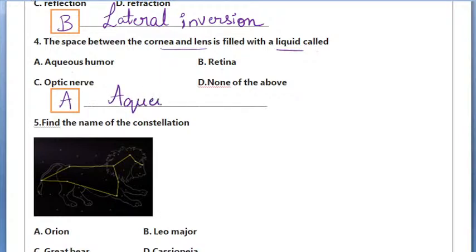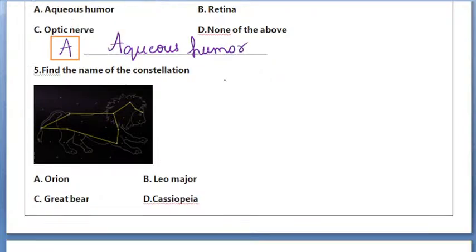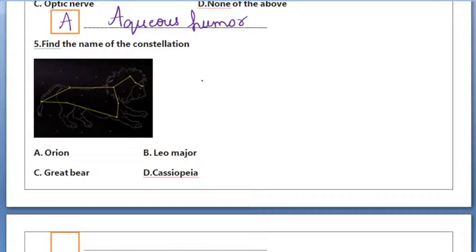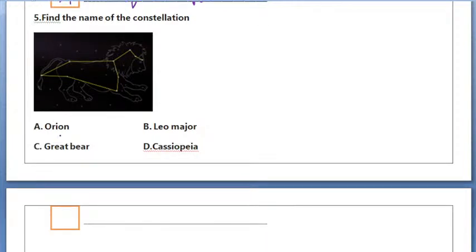Okay, aqueous humor. This is the liquid which is present between the cornea and the lens. So let's go for the next question, students. Find the name of the constellation. Look at this constellation. You can easily guess, there is also a picture behind. Okay, yes, the options are Orion, Leo Major, Great Bear and Cassiopeia.